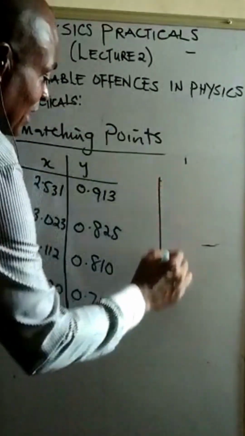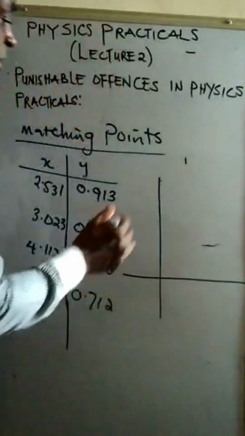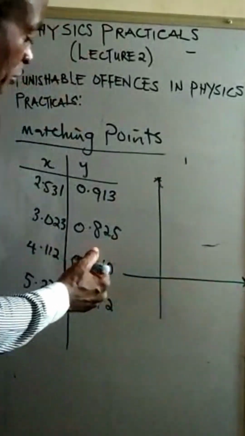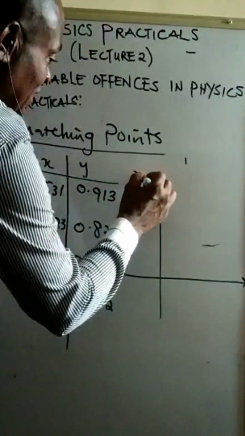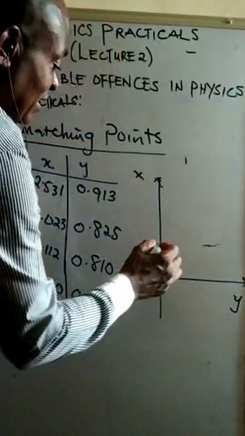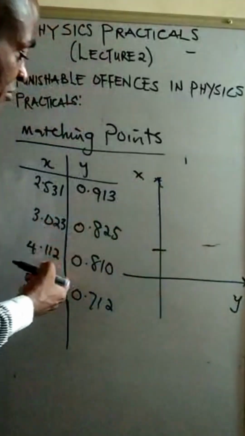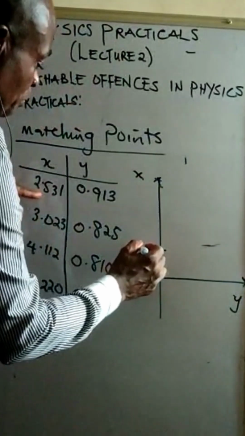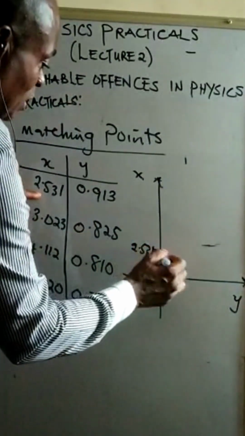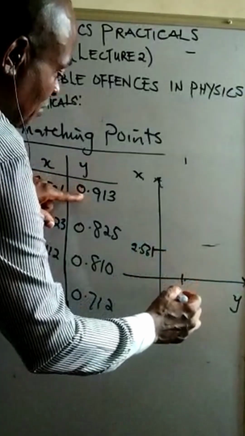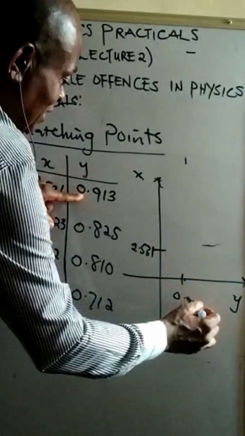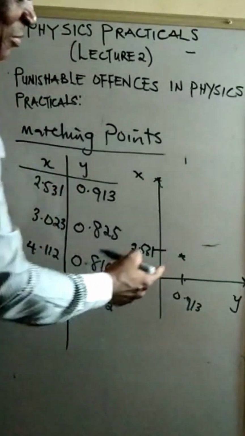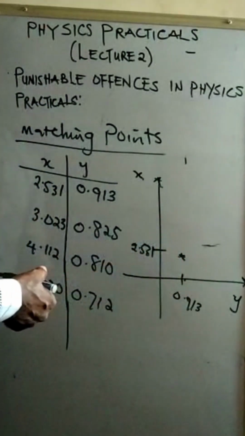So going to the graph, you transfer the values without stating the scale. You transfer your values straight. This is you plotting x against y, and then you transfer your values straight to become the scale. X, the first one is 2.531, and then the corresponding value of y is 0.913. Then you trace this, you mark like this, as if that were a correct plotted point.